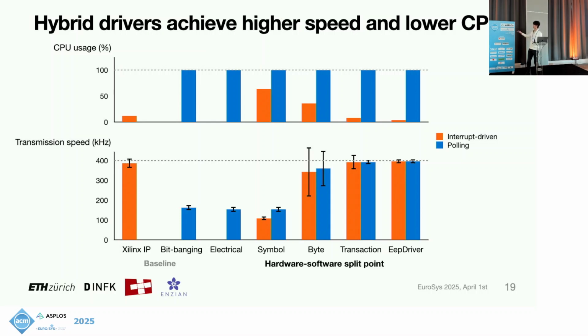And this generated driver has comparable performance with the Xilinx I2C IP, which is a hardware IP crafted by human experts and has a similar abstraction level as our transaction layer. And if we put all layers into hardware, like on the rightmost EEP driver, we are able to achieve even better and more stable performance. And in terms of CPU usage, if we use interrupts, we are able to limit the CPU usage to a very low number.